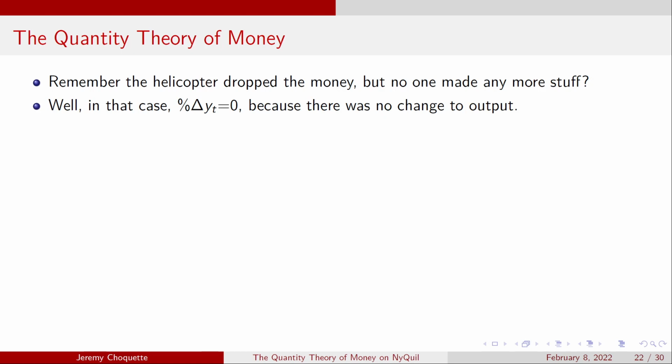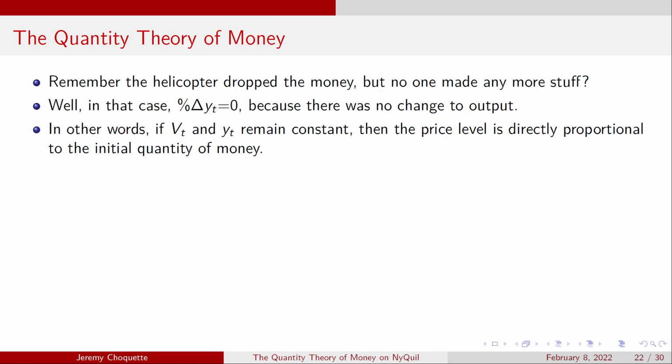In that case, if you doubled the money supply but there was no change in output whatsoever, then the percent change in output is equal to 0. Thus, the velocity of money is constant, and the growth rate in real GDP is constant. So what we get is an interesting situation where the price level is directly proportional to the initial quantity of money.